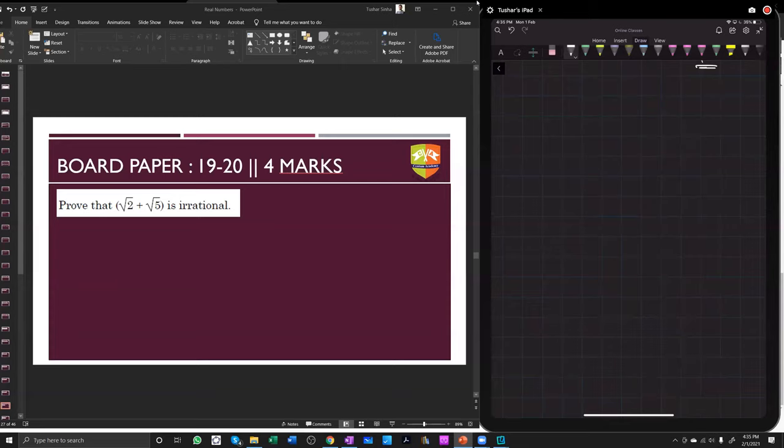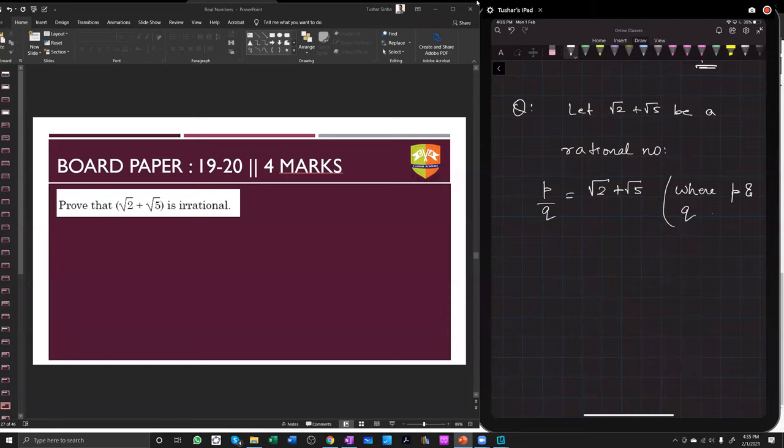But anyway, let's say we have to prove it assuming that root 2 and root 5 are irrational. Here you can start with the assumption: let root 2 plus root 5 be a rational number. Then it can be expressed as p by q equal to root 2 plus root 5. Where p and q are integers, p and q are coprimes.